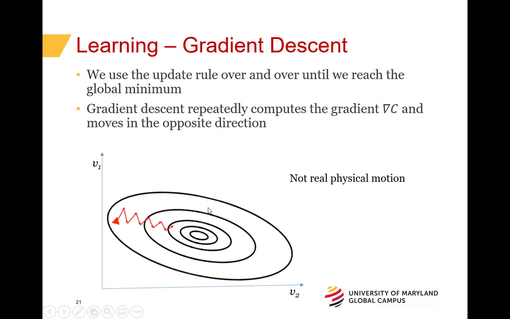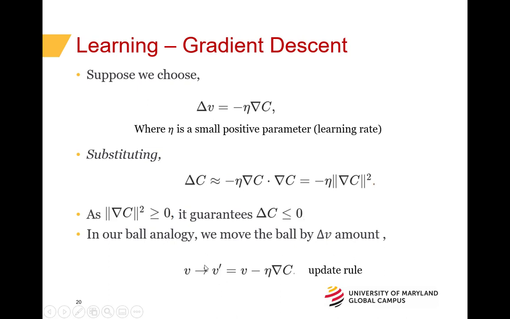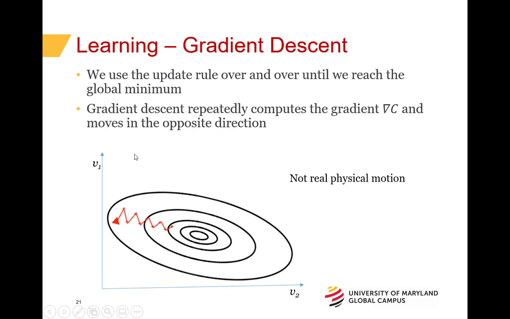So in our analogy of the ball moving on the surface, you start somewhere randomly. You move one step, you update the v, you find the gradient, and you move in this direction. Then the next step, you calculate the gradient again and move to this point. You keep going until you get to the optimal, the smallest value of the loss function. So we use the update rule. Remember, the update rule is this right here, where you move from one location to another location on the surface.